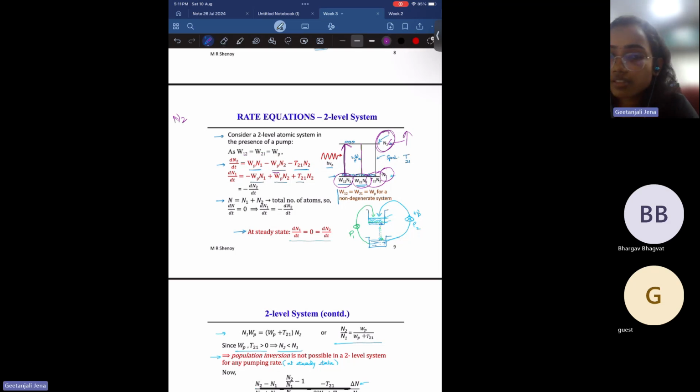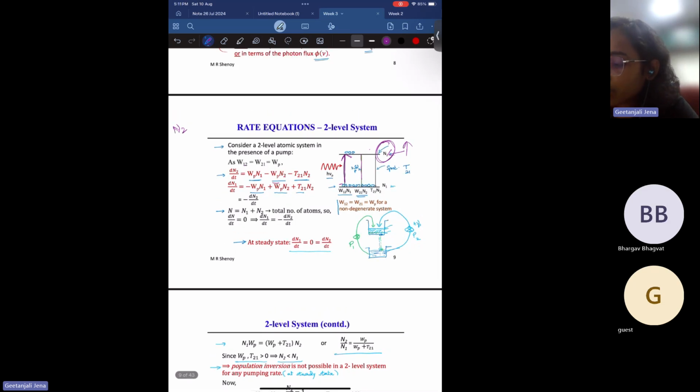Now if you want to find out how the population of the first level is changing with respect to time, what can you do? For this lower level, the processes are absorption and two emissions. The emission will increase the population of the ground state, because the atoms are now moving from the second level to the first level. So that is what is written here. Wp N2 is the rate of stimulated emission, and T21 N2 is the rate of spontaneous emission. These two will increase the population of the ground state N1.